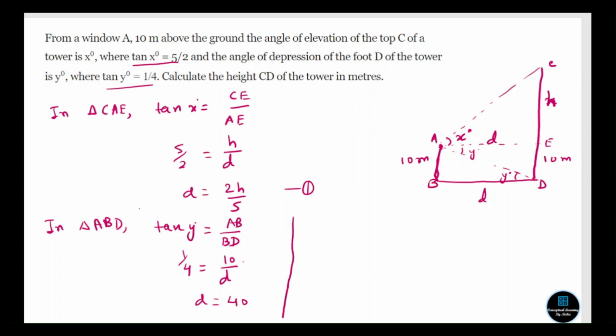So what do we get? 40 equals 2 upon 5 times h. So h equals 20 into 5, which is 100. So the height of the tower is how much? CD equals h plus 10, and I can substitute this value, 100 plus 10, which is nothing but 110 meter.